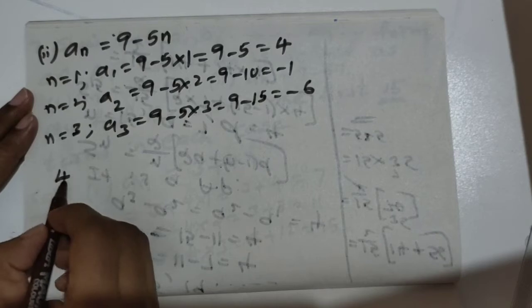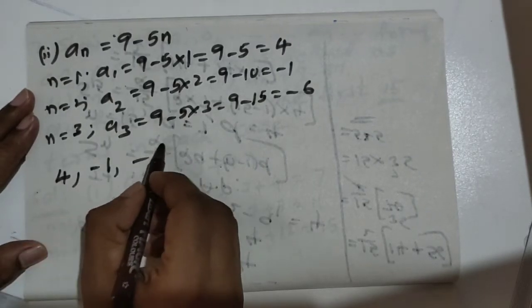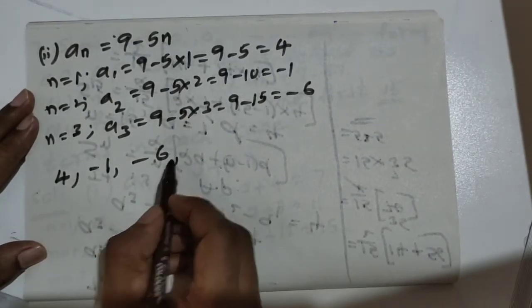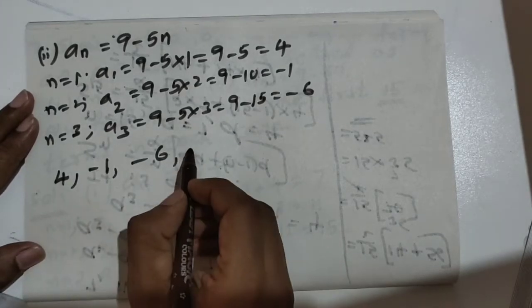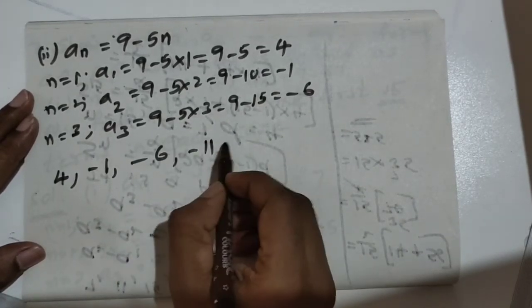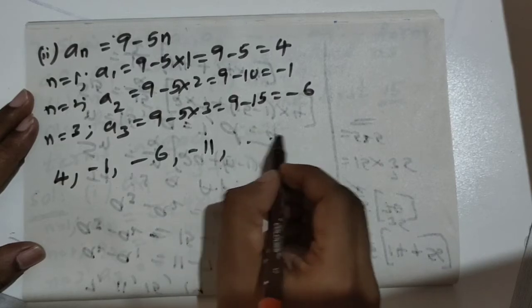So like this we get the list. So here what is the list? 4, minus 1, minus 6. You can say immediately the next one. The difference you can easily see. Next it is minus 11, next minus 16, and so on.